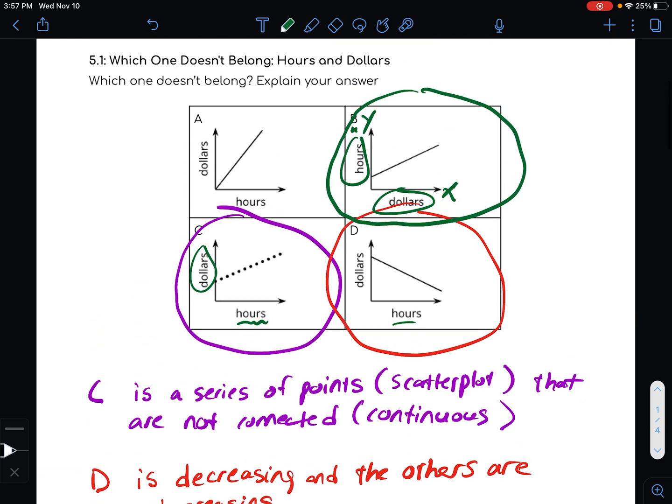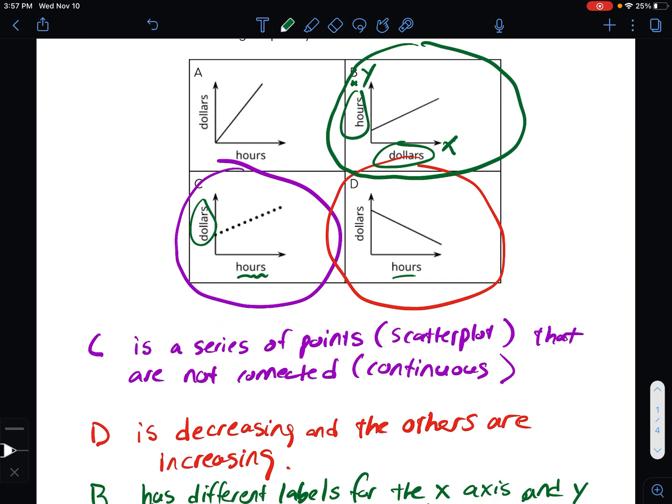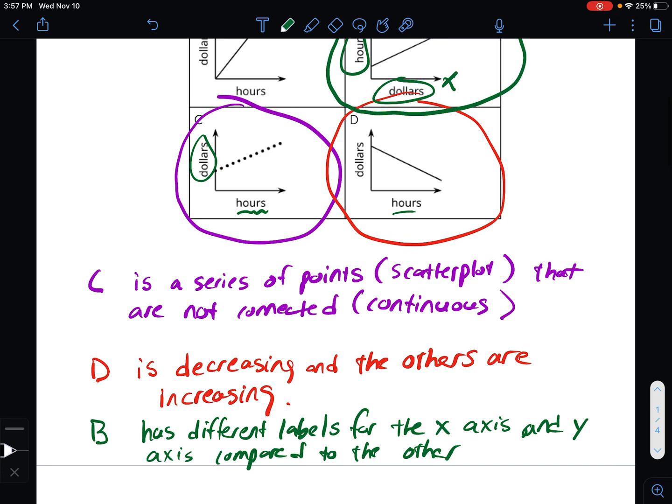So I guess I ran out of a little space, and maybe it's not as obvious why A doesn't belong, but maybe you came up with a reason why A doesn't belong as well. But those are a few ideas, and maybe they match up with something that you said.